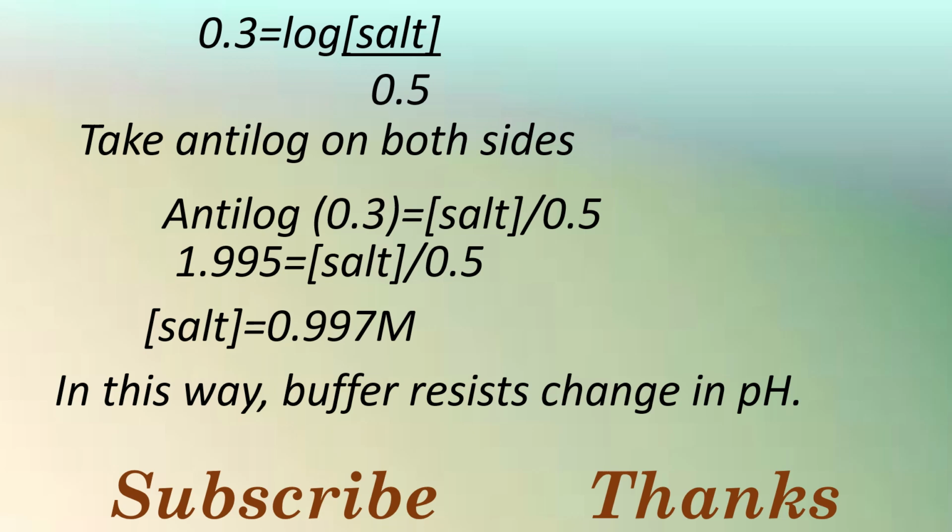So in this way, buffer resists change in pH because buffer consists of weak acid and its conjugate base. If a strong acid or strong base is added, pH changes slightly because strong acid addition causes the formation of acetic acid, that is weak acid, and strong base added causes the formation of weak base, acetate. So pH changes slightly. In this way, buffer resists change in pH.